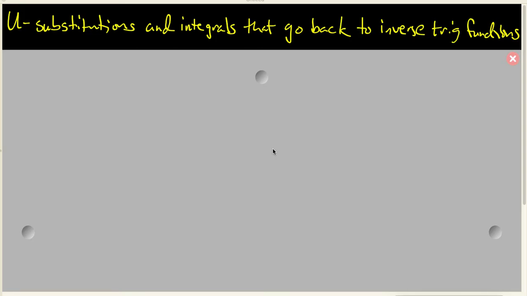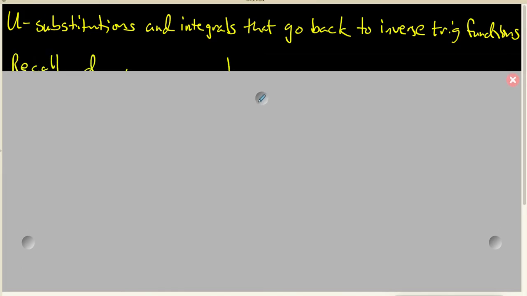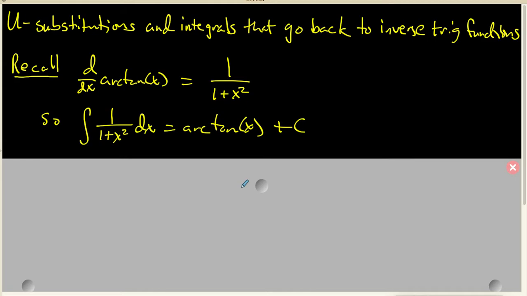In this video, I want to look at u-substitutions and integrals that go back to inverse trig functions. So I want to start with a very brief review of the derivatives and corresponding antiderivative formulas involving the inverse trig functions. The first one that I expect you to know is that the derivative of the arctangent function is known to be 1 over 1 plus x squared.